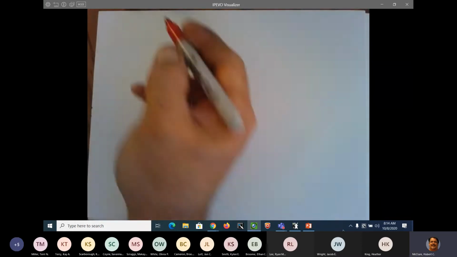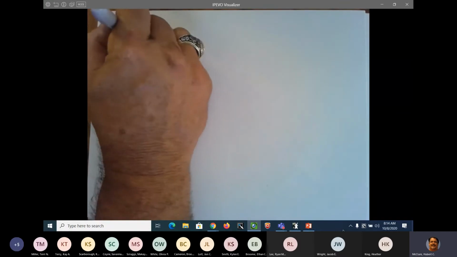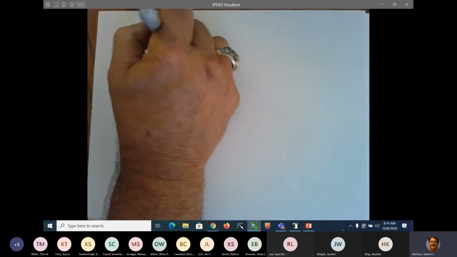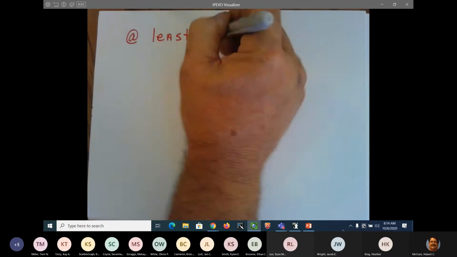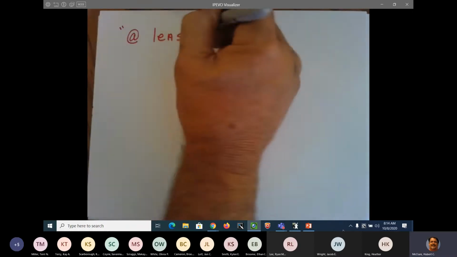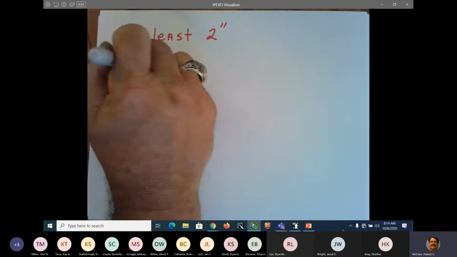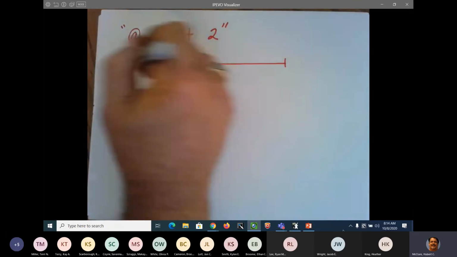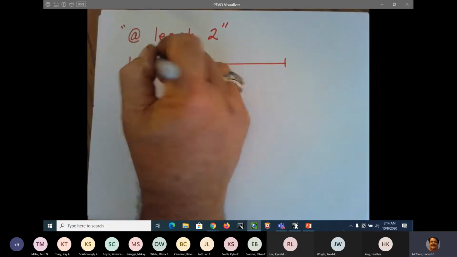And these are red, so that means you need to make a note. At least 2. Now, this is something that you might see in this homework. And we're going to use the example I used with households.